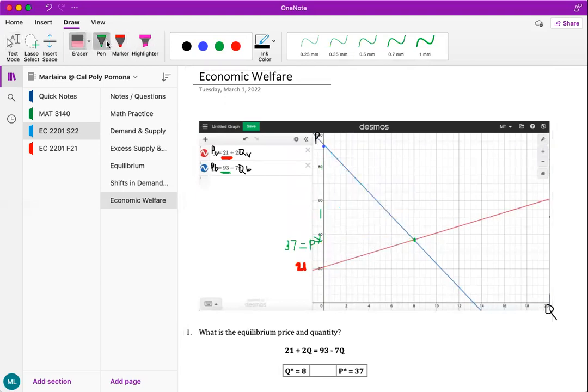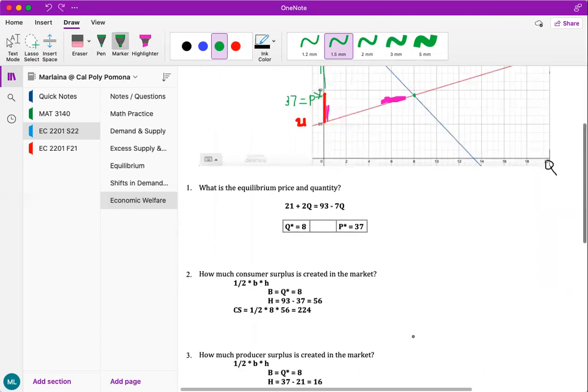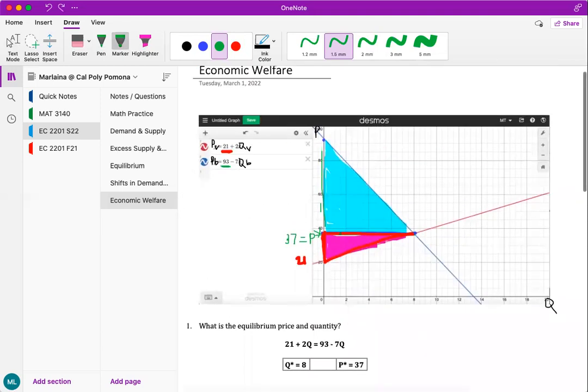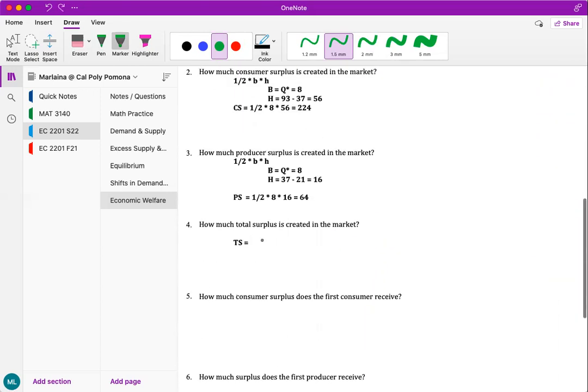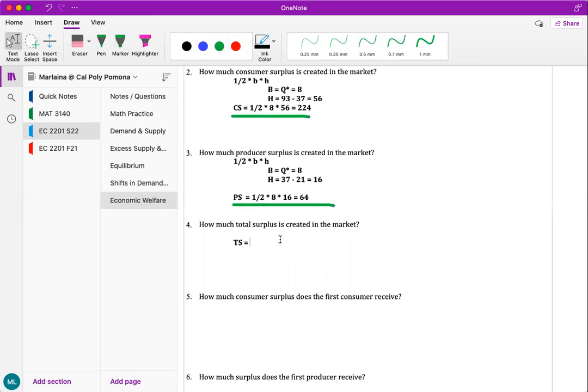If you wanted, our total surplus, if we were to draw it out here, is going to be this whole big giant triangle. And you could do that. You could find the whole area of this, or we've already calculated these two triangles that create that bigger triangle, so we can just add those two values together. Our total surplus is the same as our consumer surplus plus our producer surplus, and we've already found that that's going to be 224 plus 64. And that gives us 288. So this 288 is going to be our total surplus.